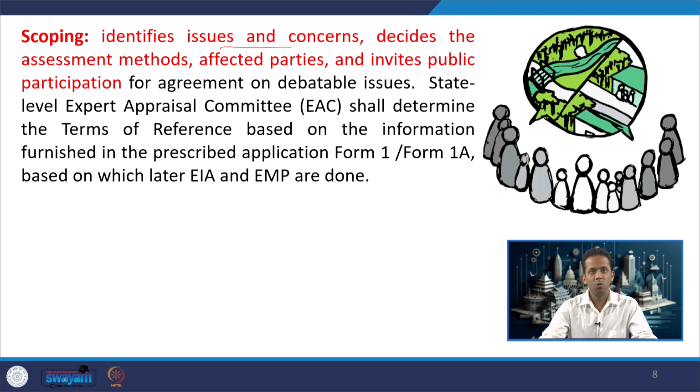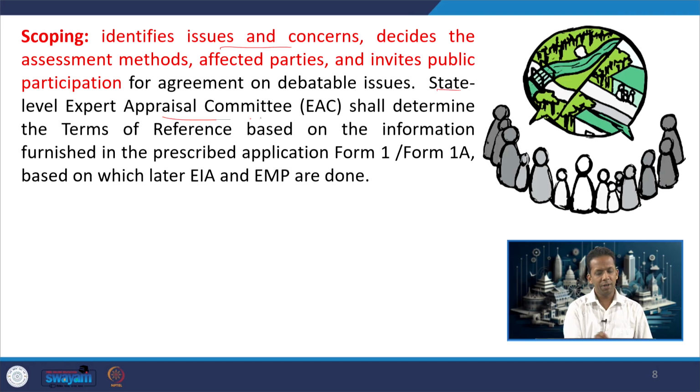some debatable issues. So, scoping basically defines the functional boundary or the system boundary of the project, and whatever issues and concerns that would arise related to environment or society, and what are the parties affected and how we are going to address them, including the public participation. So, that is the scope of the project. It is typically the base or the foundation for determining terms of reference.